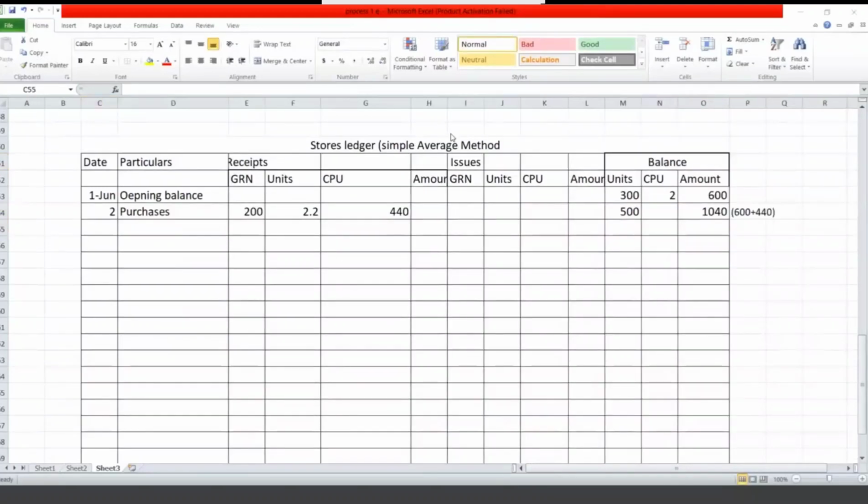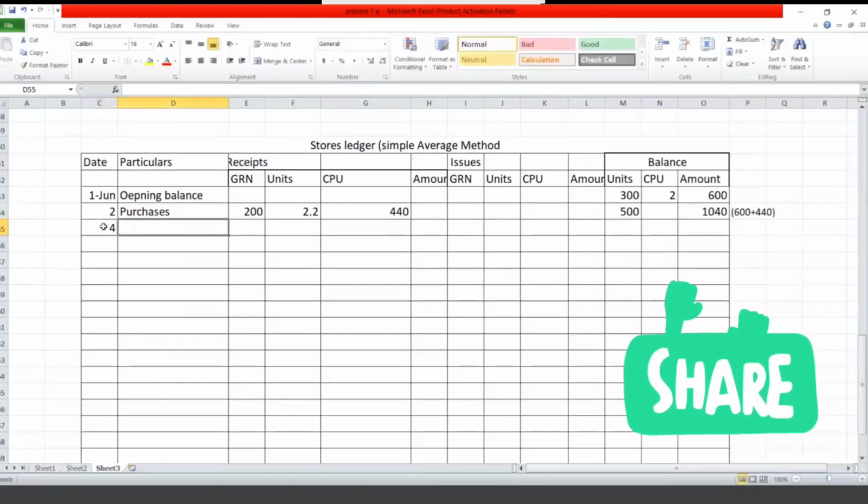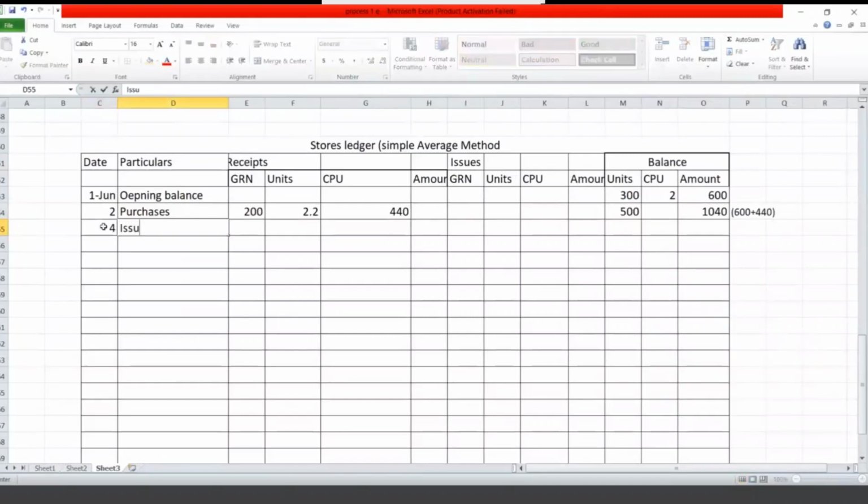Now, what is the next transaction? Check the next transaction. It is issues on the 4th. So write down issues. What is the quantity of issues? Total 150 units. So how do you charge the price? How do you decide the cost per unit? We will be deciding the cost per unit with the average of the prices.